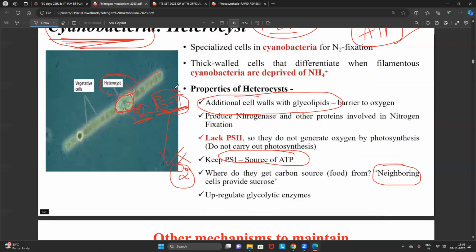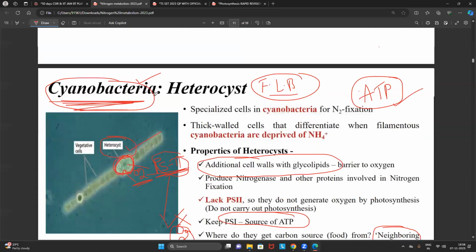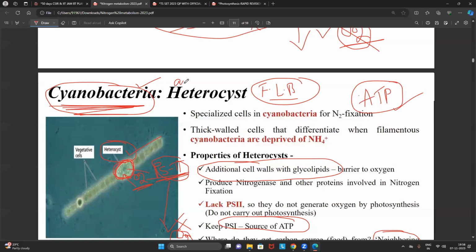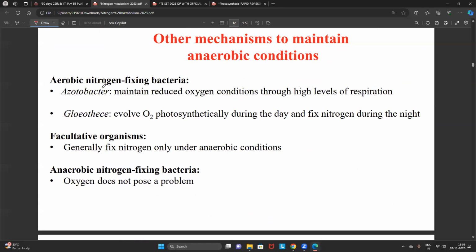This is just one mechanism maintained by the cyanobacteria. What is the ultimate goal? They make sure that the nitrogenase enzyme present inside will be active all the time. All the time means whenever they want to fix the nitrogen. Now, this is one mechanism. What is this mechanism called as? Anaerobic condition. What is that condition? Development of heterocyst. Then the next one. Now, this is the difficult one, right?